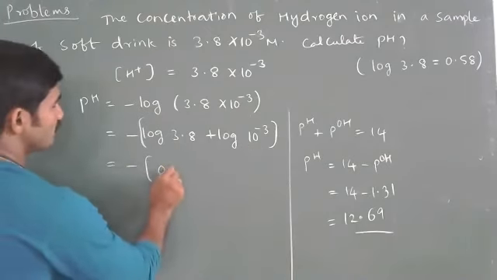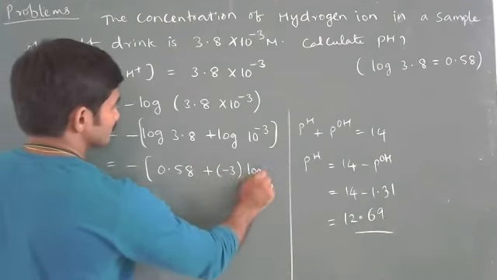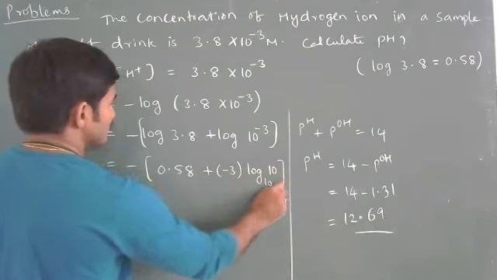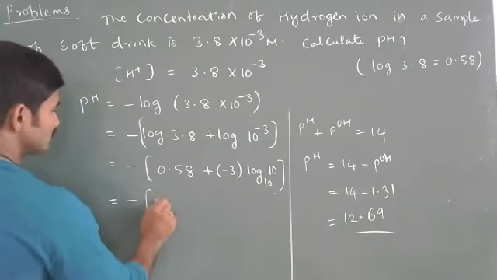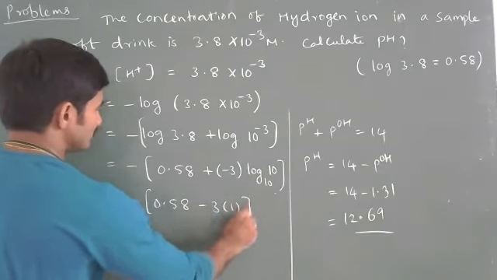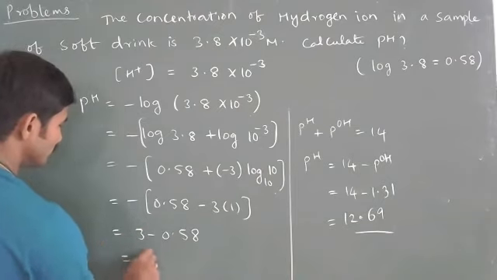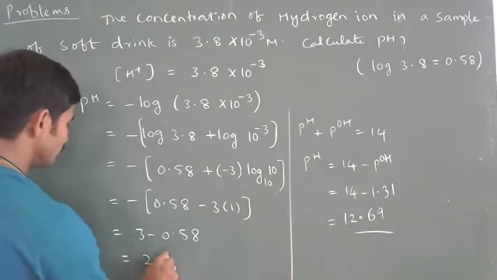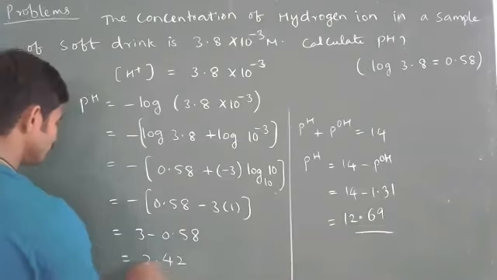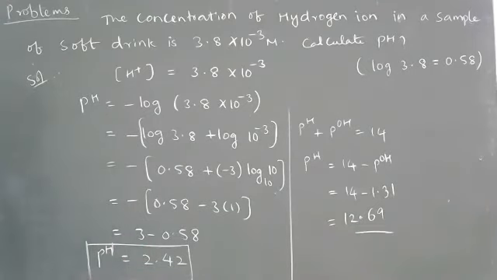Log 3.8 is 0.58, plus minus 3 log 10 base 10, minus of 0.58 minus 3 into 1. So 3 minus 0.58 is equal to 2.42. Understood?